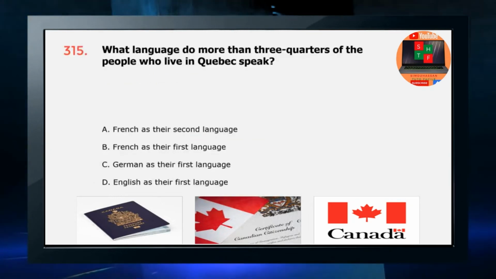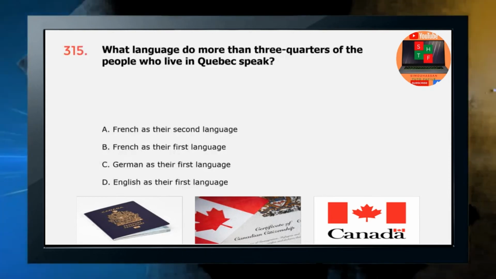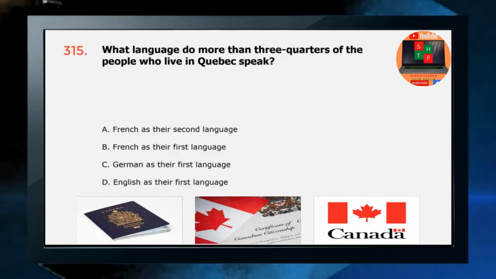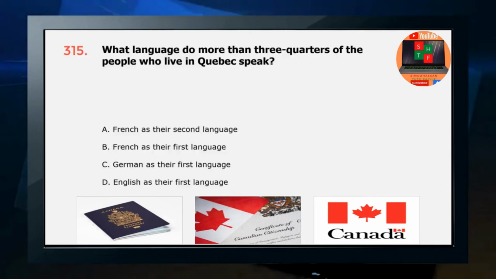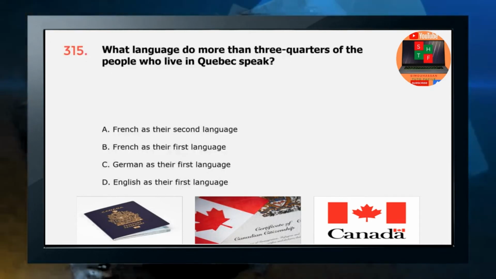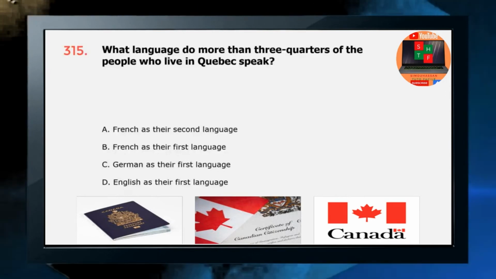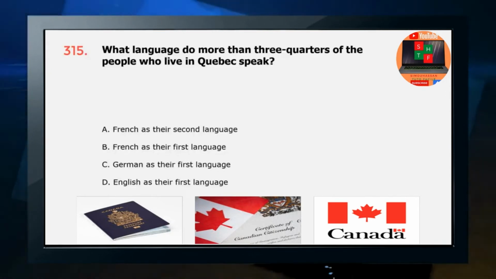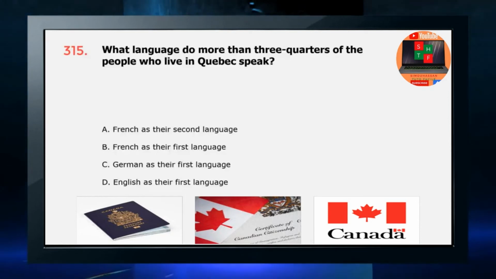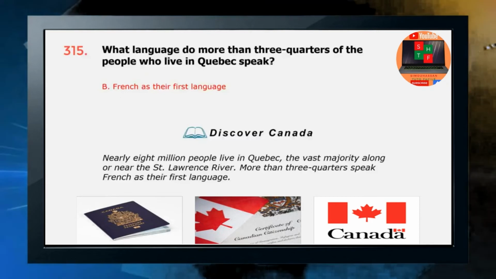Question 315. What language do more than three-quarters of the people who live in Quebec speak? A. French as their second language. B. French as their first language. C. German as their first language. D. English as their first language. The answer is B. French as their first language.